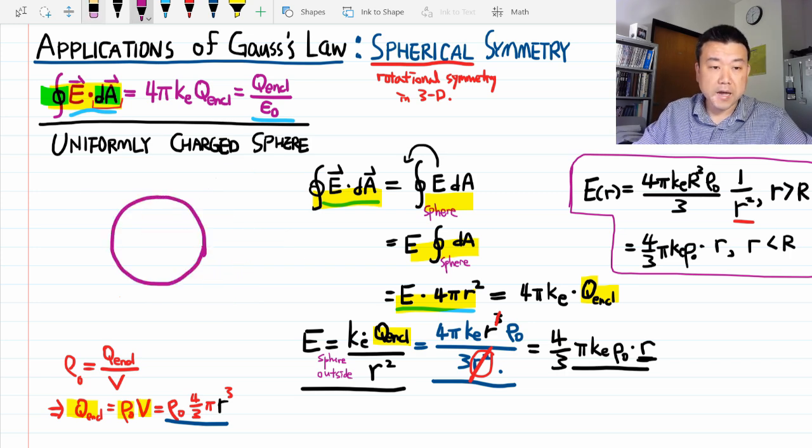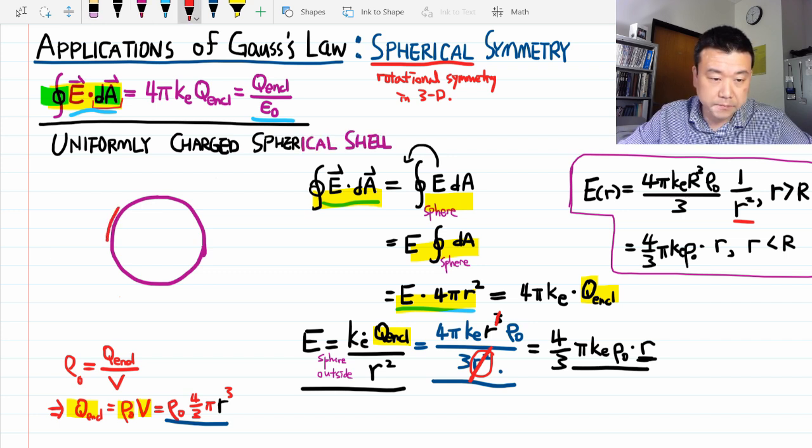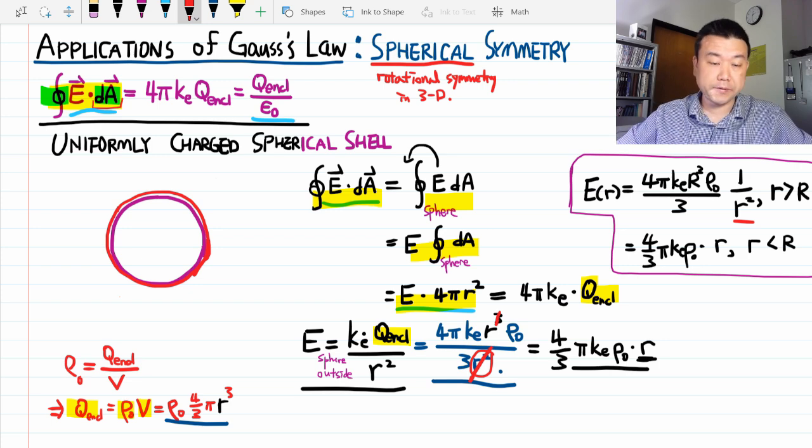Now, this time, instead of a uniformly charged sphere, let's say we are dealing with a uniformly charged spherical shell. So all the charge is sitting on the shell here, and it's uniformly distributed. If we ask for the electric field outside, you can get this result in the same way we just did the calculation. You can go through the same calculation for radius greater than the radius of the sphere, and I hope you can walk through that on your own.